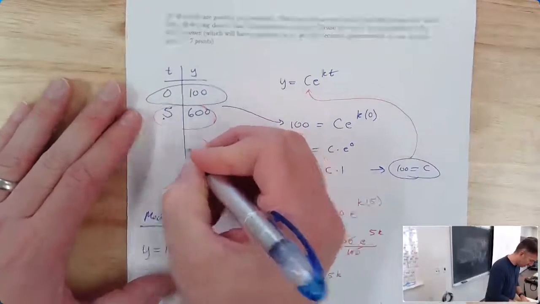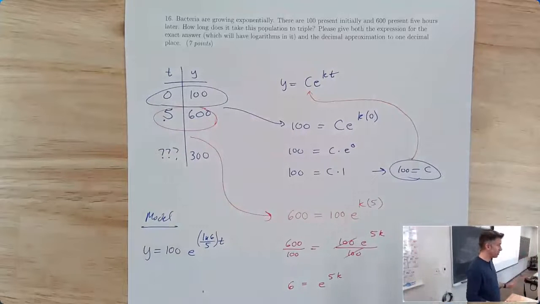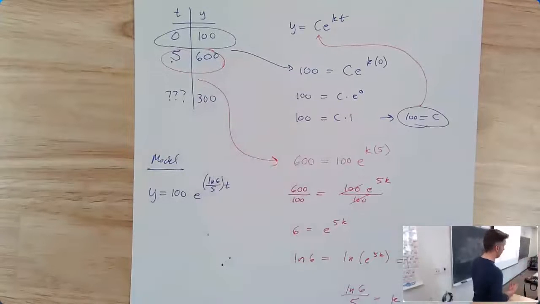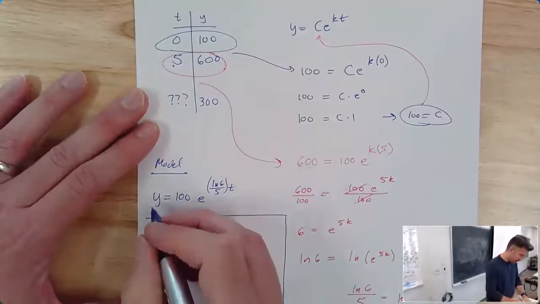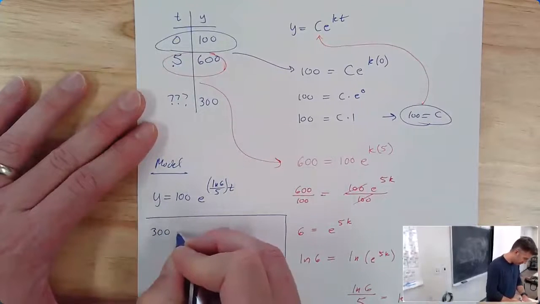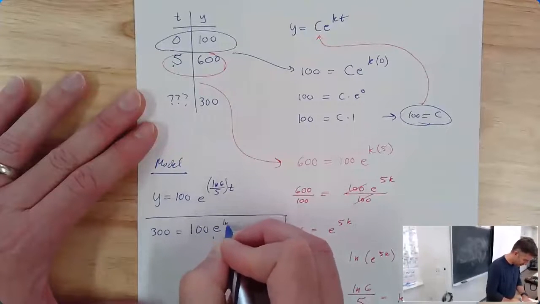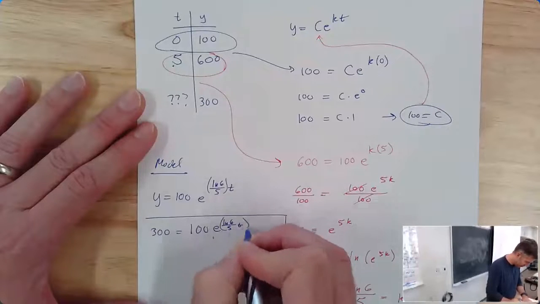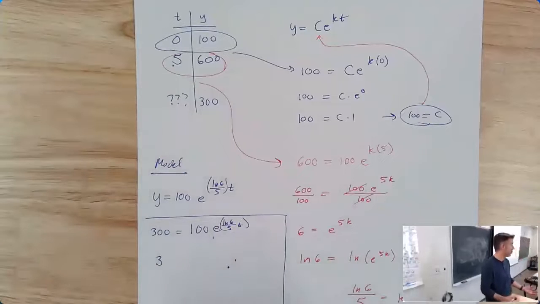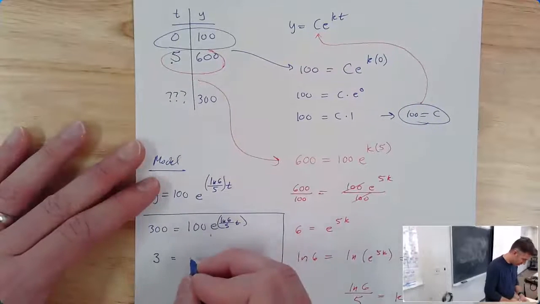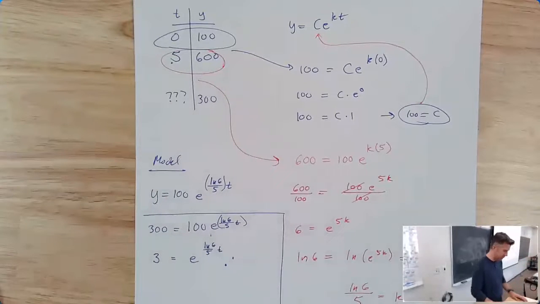So I want to know how long it takes to get to 300 bacteria. It's not going to be 2.5 hours, right? It's not just half the time because we're getting half of 600. We have to plug it into the formula. So setting y equal to 300, we get 300 equals 100 e to the natural log of 6 over 5 times t. Then we divide by 100. Not surprisingly, we get 3 because it's triple, equal to e to the natural log of 6 over 5 times t. And now our job is to solve for t.